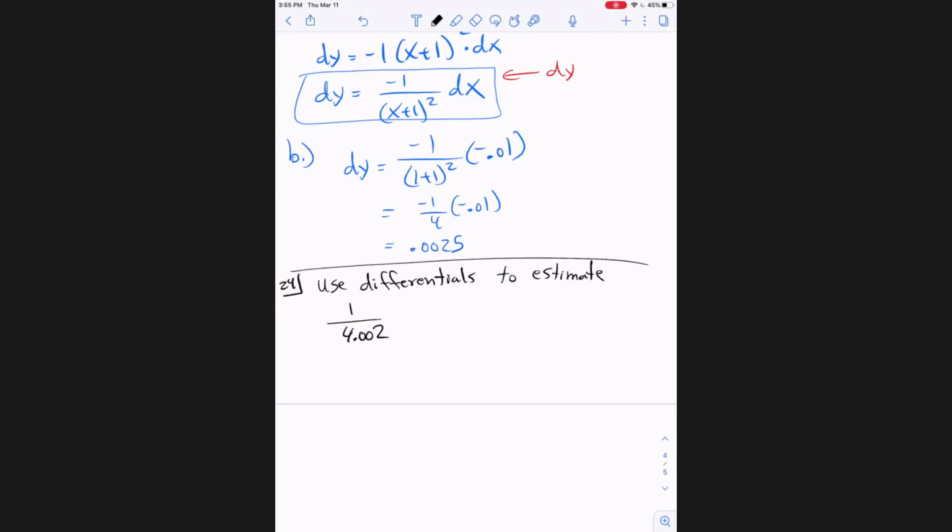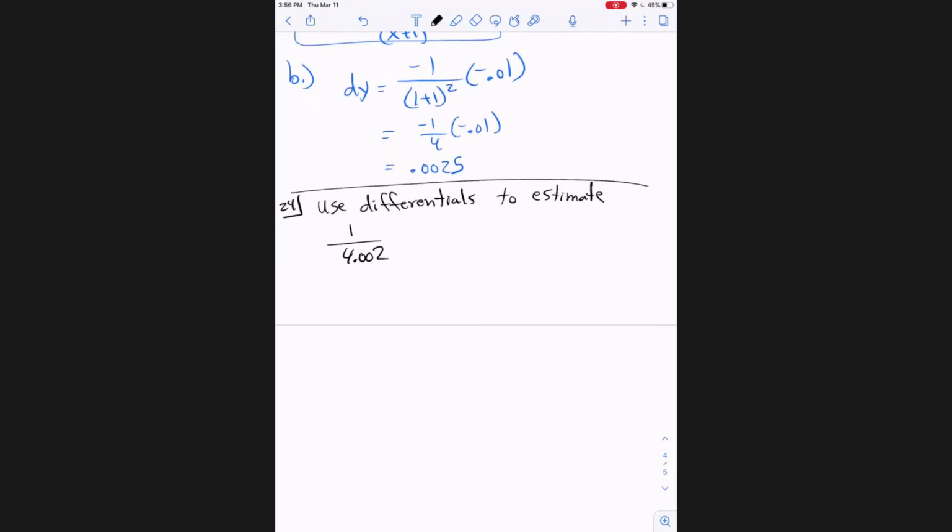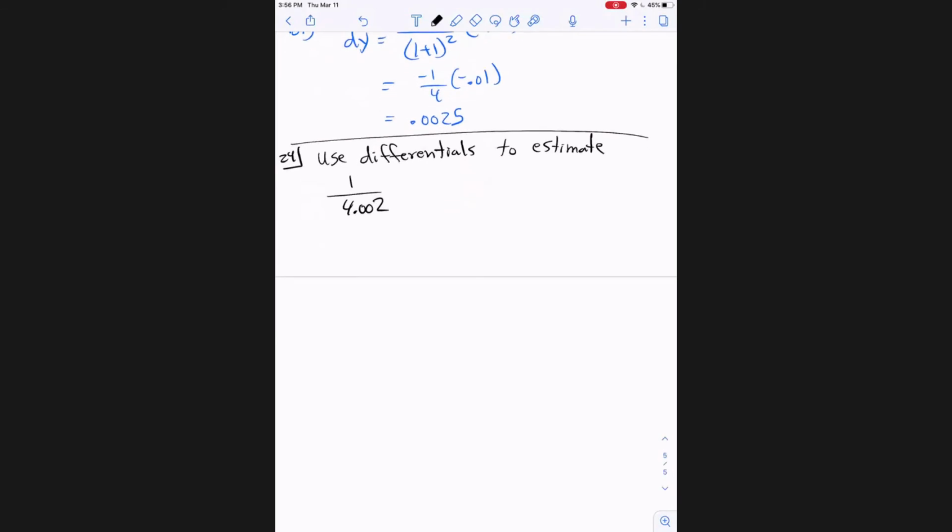So here's the thing when you use differentials to estimate. 1 divided by 4 would be easy, but 1 divided by 4.002 is actually still doable if you do long division, so it's not out of the question. But you see how 1 over 4 would be much easier. So here's how you would use differentials to estimate this.